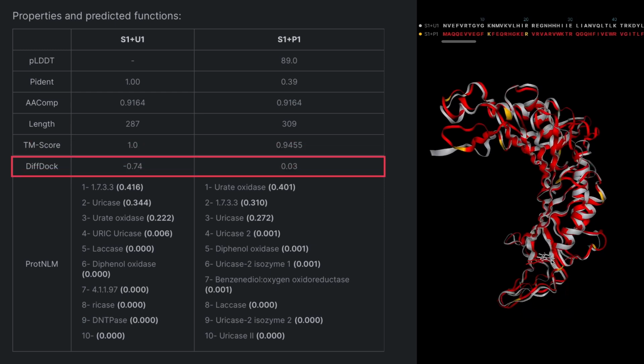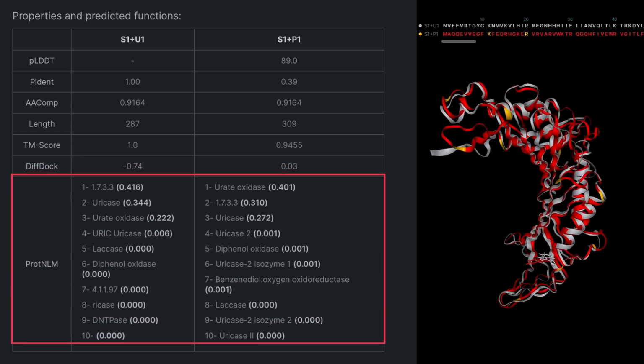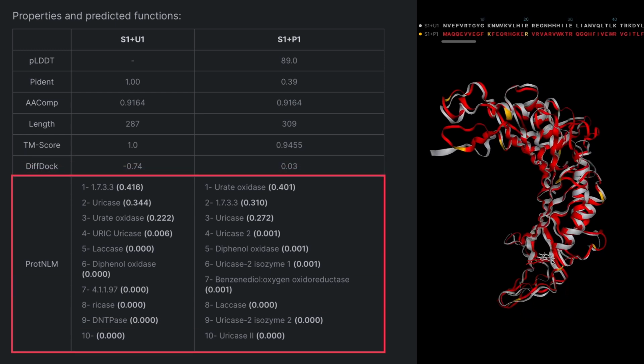The DiffDock score is specific to the DiffDock method. It can be a negative or a positive number, where a higher number is considered better. Finally, ProtNLM is a sequence-to-function prediction model. Given a protein sequence, it provides a rank-ordered list of predicted functional annotations.